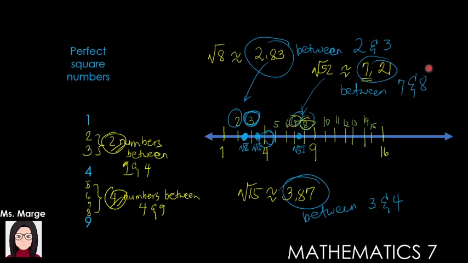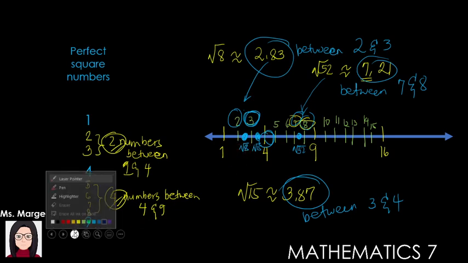Pinakita ko na nung sa mga previous video kung paano plot ng irrational numbers gaya nito. Ayan, square root of 8 between 2 and 3. Kaya importante na alam mo kung ano yung mga perfect squares. Importante na alam mo na dedepende ka sa radicand, ayan po, yung number na nasa ilalim ng radical sign.